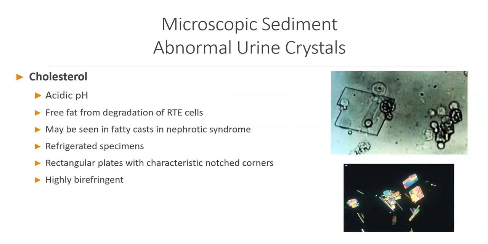Cholesterol crystals form in an acidic pH, and these are free fat from the degradation of renal tubular epithelial cells. They may be seen in fatty casts and nephrotic syndrome. They also may be seen in refrigerated specimens. The appearance under the microscope are rectangular plates with characteristic notched corners, and they're highly birefringent. You can see in that bottom picture just the multitude of colors.